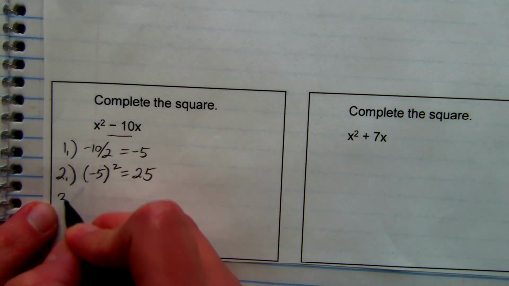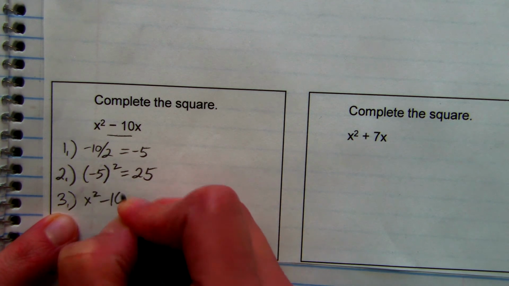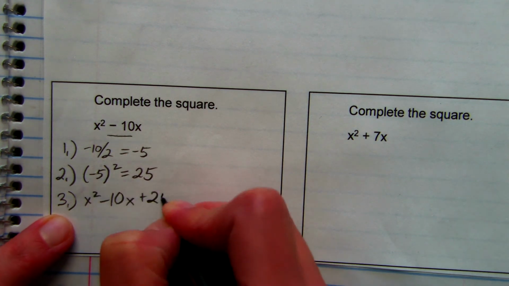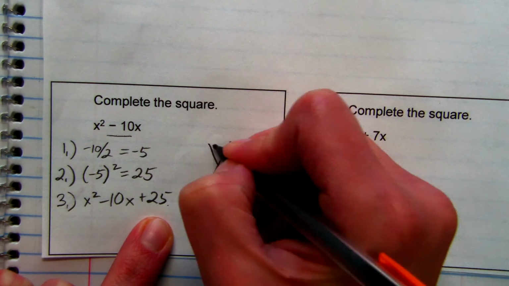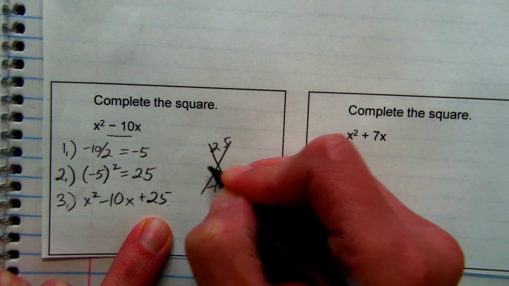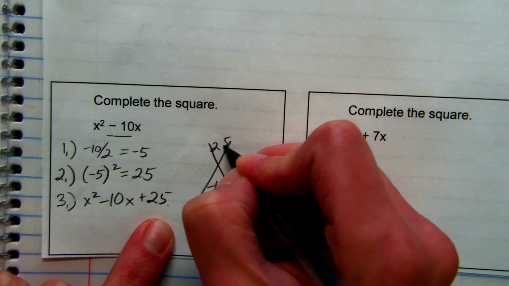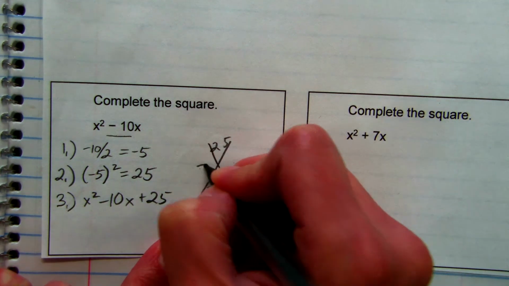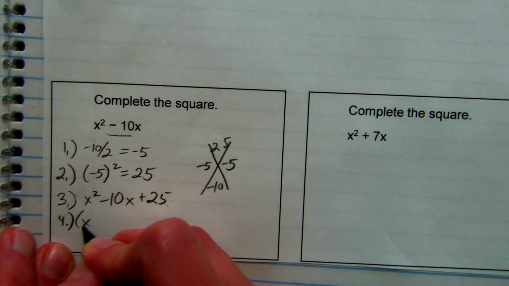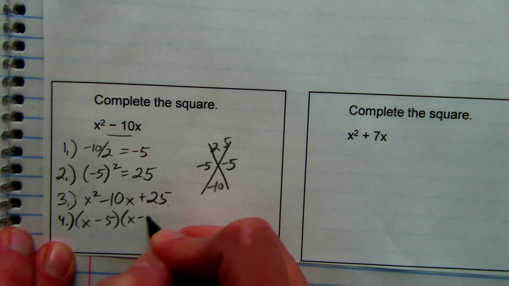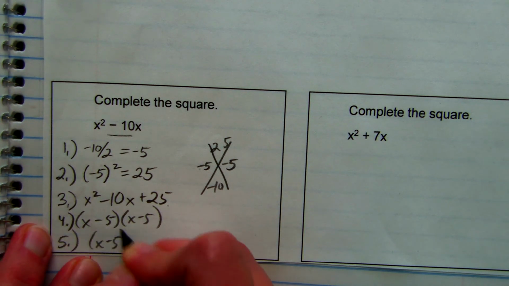And then step 3, we're just going to add this on the end. So x squared minus 10x plus 25. So this is called a perfect square trinomial. When we go to factor it, these numbers are going to be the same because we've designed them to be. So multiplies to make 25, adds to make negative 10. It's going to be negative 5 and negative 5. So that's x minus 5, x minus 5. And if you wanted to, you could skip down to just x minus 5 squared.